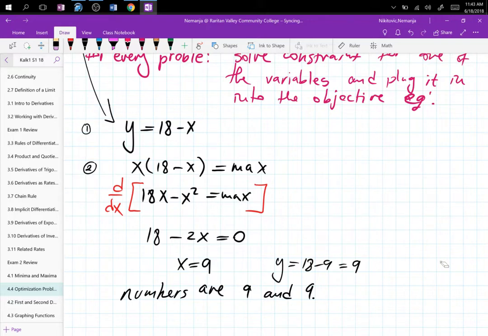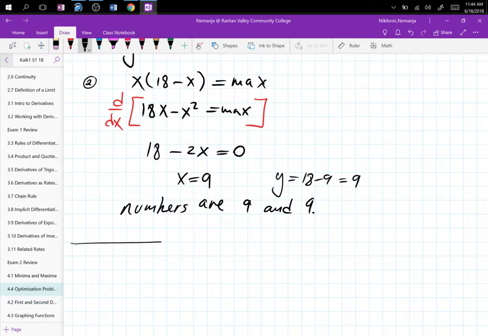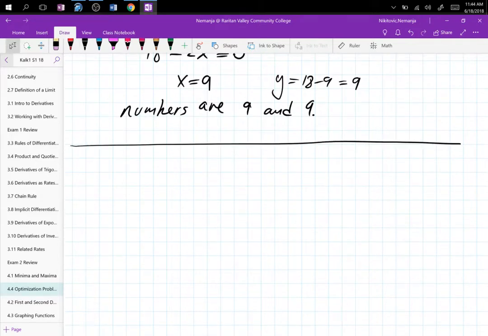Now this is going to be the same procedure for every single problem. You will come up with two equations, plug the constraint into the objective equation, and then differentiate the objective. That will give you one variable, then go back into the substitution equation and calculate the other. No problem.